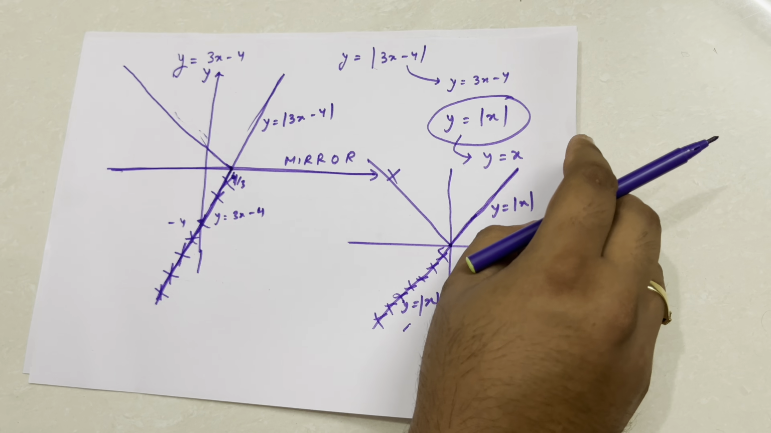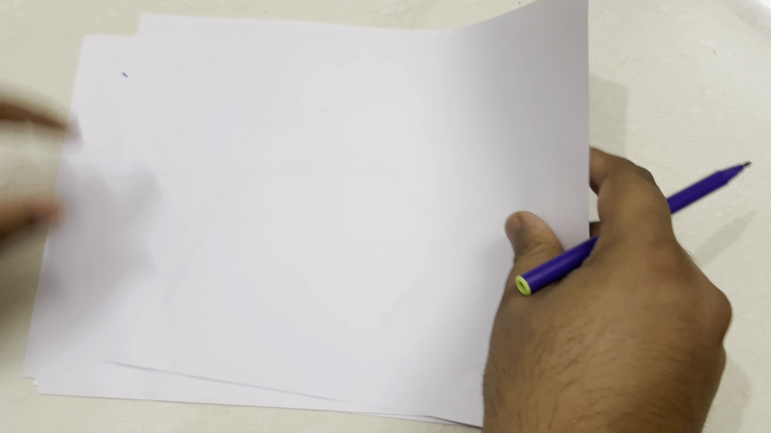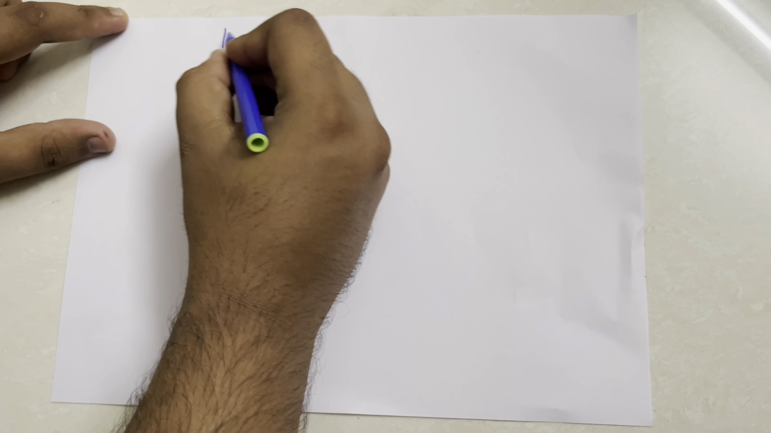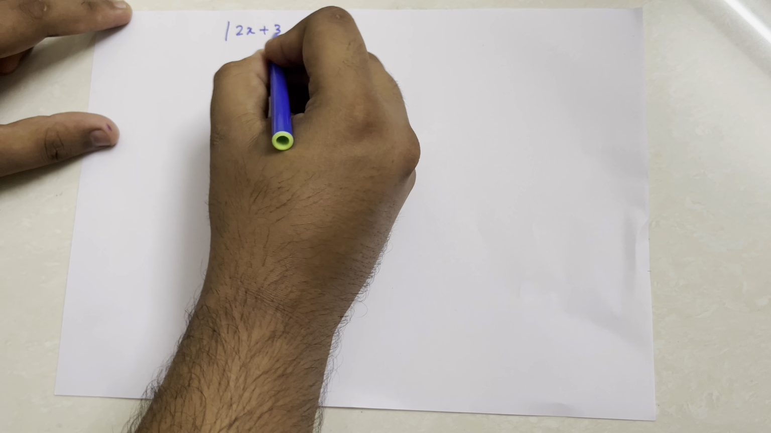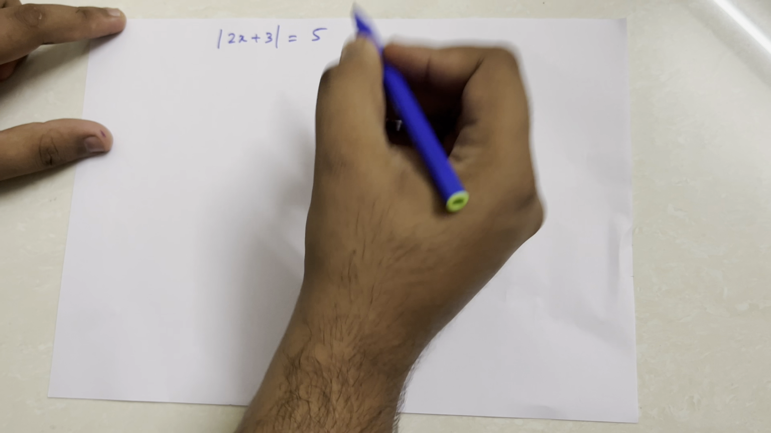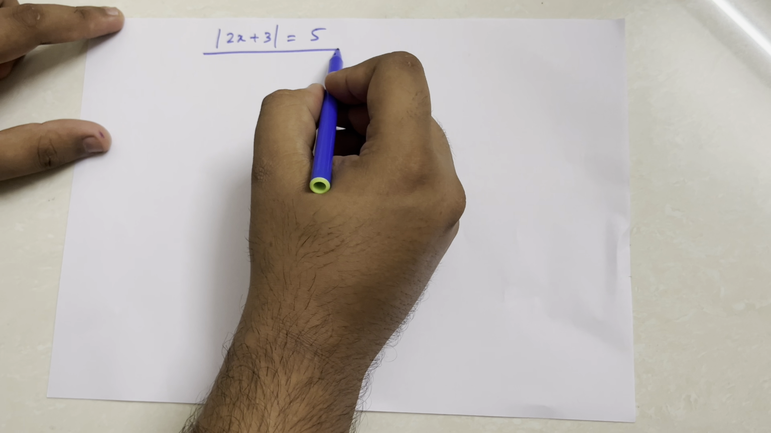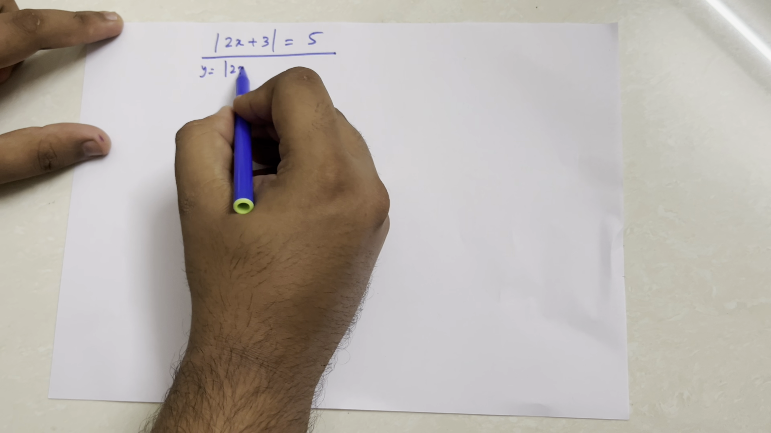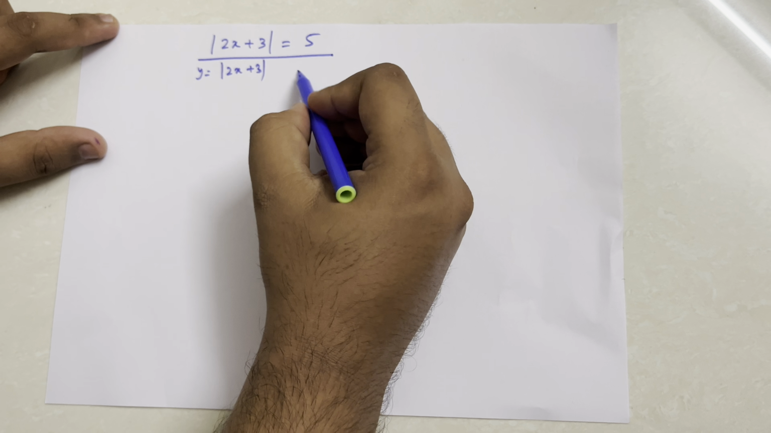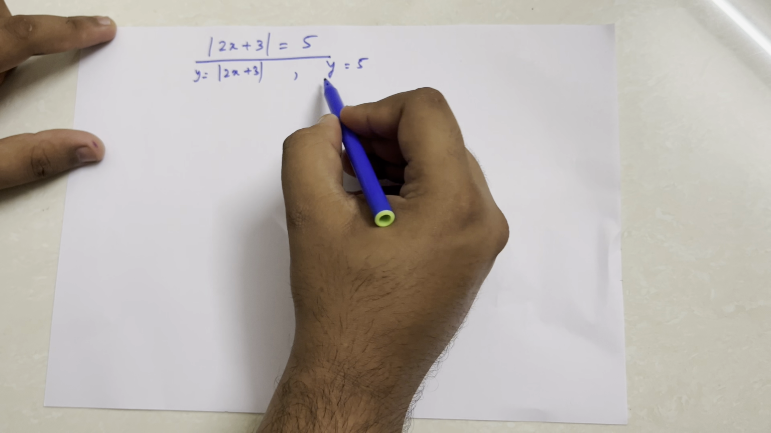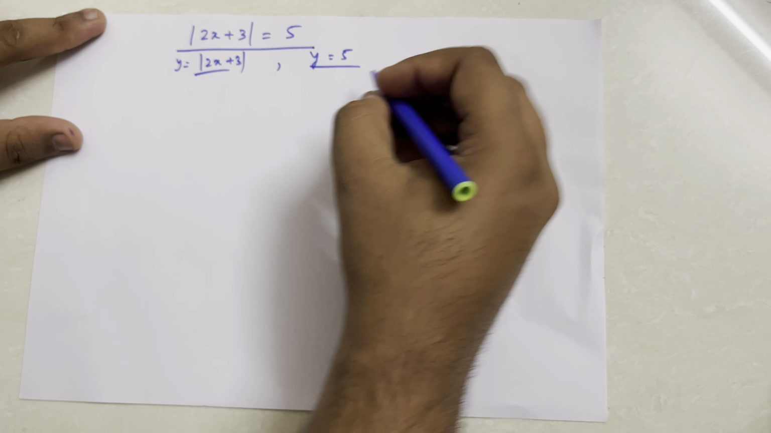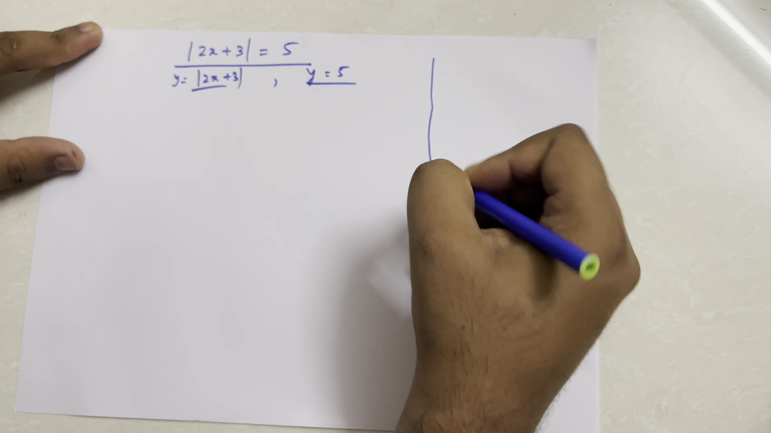So let me take some other examples over here. Let's see the other problem. Mod 2x plus 3 equals 5. So let's solve this problem. As I told you, the first equation that you have to solve is y is equal to mod 2x plus 3, and the second equation will be y is equal to 5. So you have to plot both these graphs independently. Let us see y is equal to 5. How will the graph be?